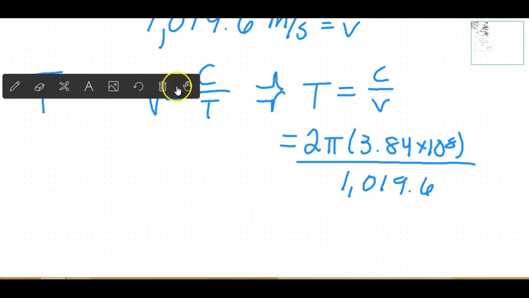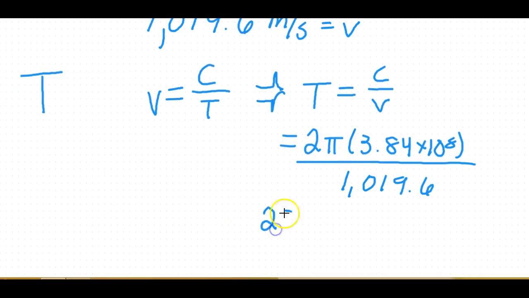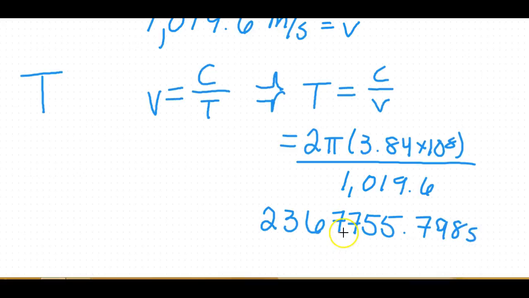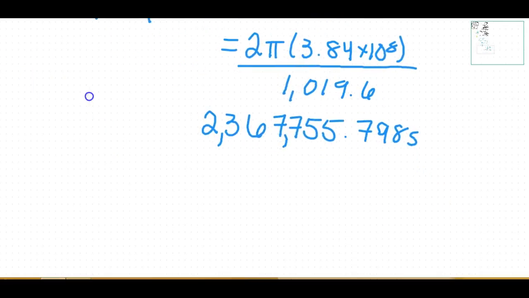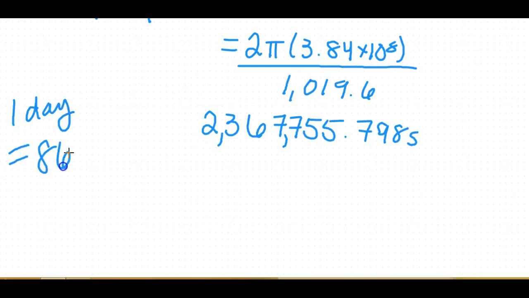And we're going to get a really big number, 2367755.798 seconds. All right. Now, what we want to do is convert that to a more manageable value. Now, there are 24 hours in a day, and there are 3,600 seconds in an hour. So that means one day, which you might know this, one day is 86,400 seconds. So we could take this number and divide it by this number to get how many days.